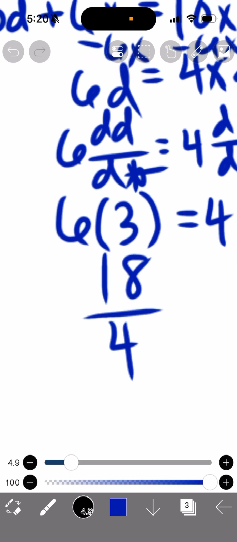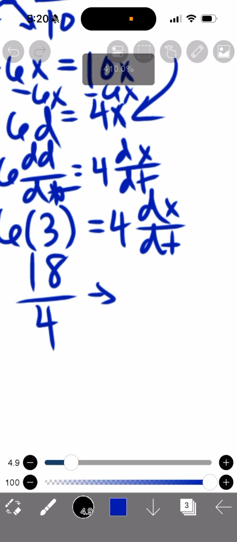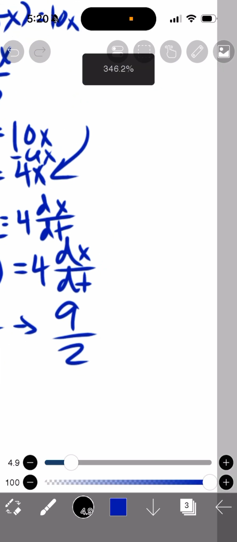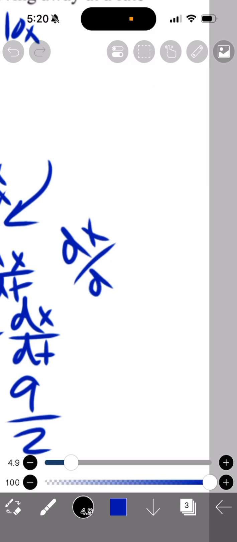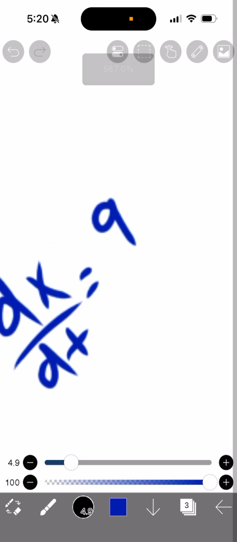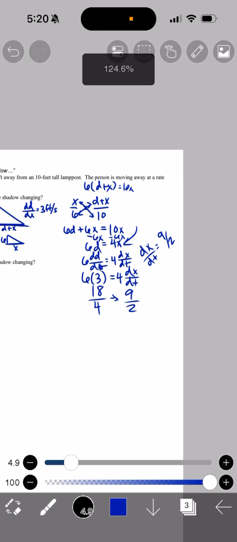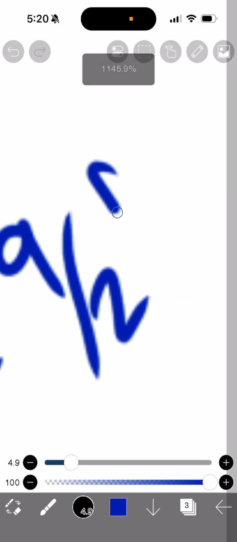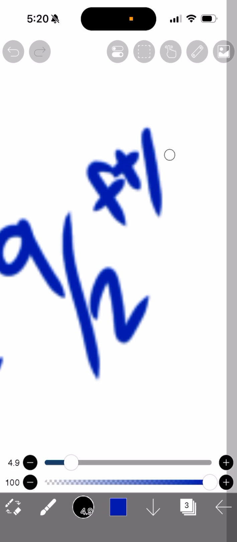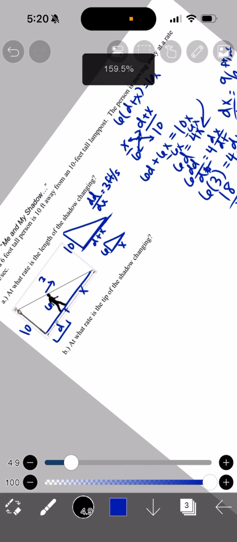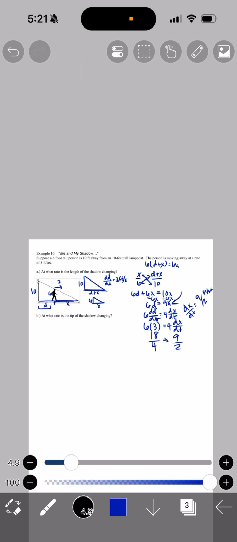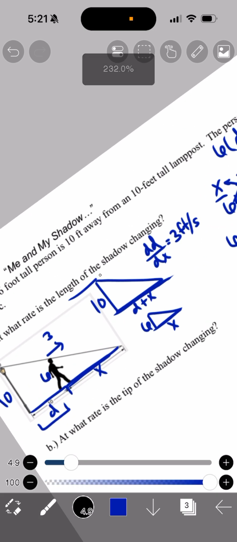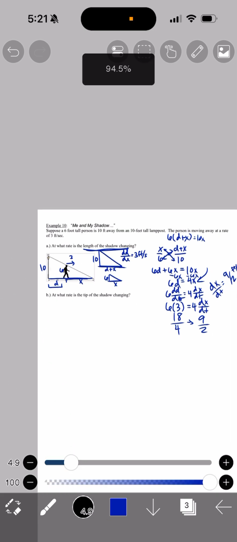18 over 4, simplify that to 9 over 2. So dx over dt is equal to 9 over 2 feet per second. Yeah, feet per second. This is basically saying that the shadow, which is what we're looking for, is changing at a rate of 9 feet per second, in halves. Because that's what the question is here: what is the length of the shadow changing?